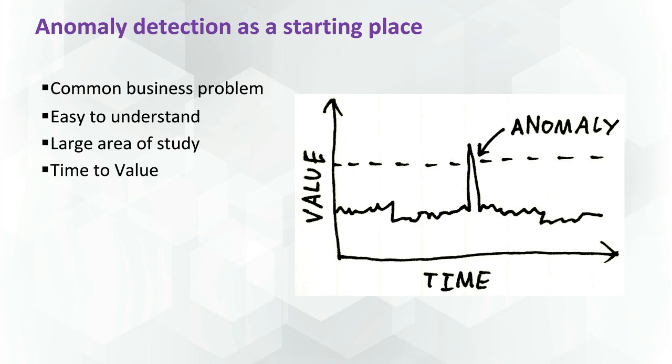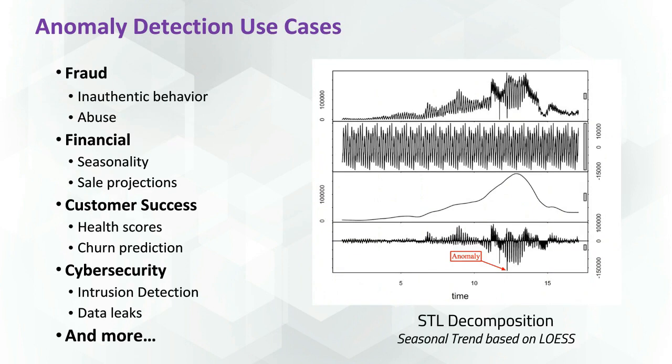So let's look at a few use cases that I've seen with anomaly detection. The first one being fraud. This is a very common example of using anomaly detection in a business context, really looking for inauthentic behavior or abuse of your services so that you can kick off those abusers from your platform and really protect your business. If you think about it, fraud really is just an anomaly in your data set. If you can detect it, you can then mitigate it.